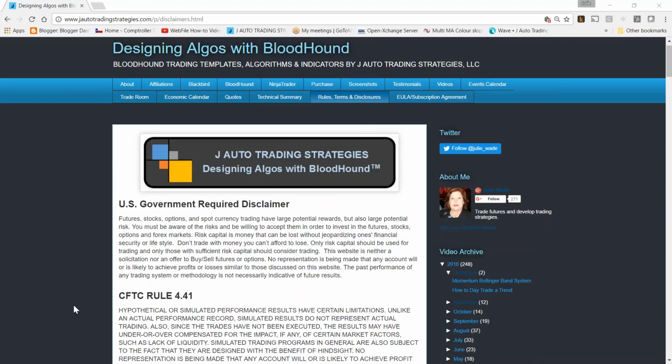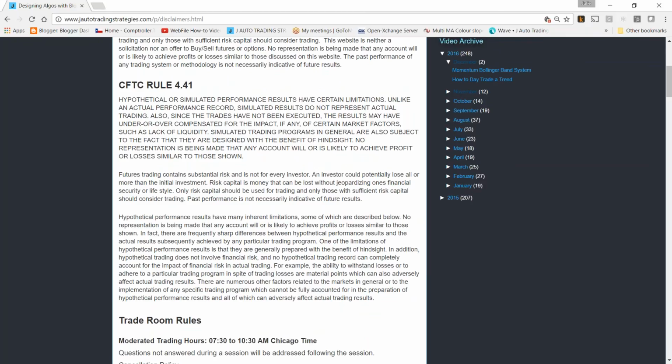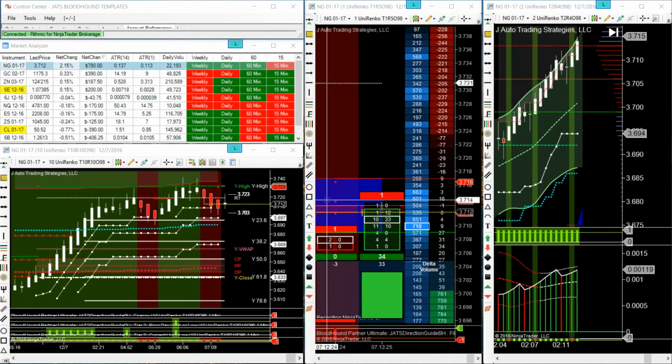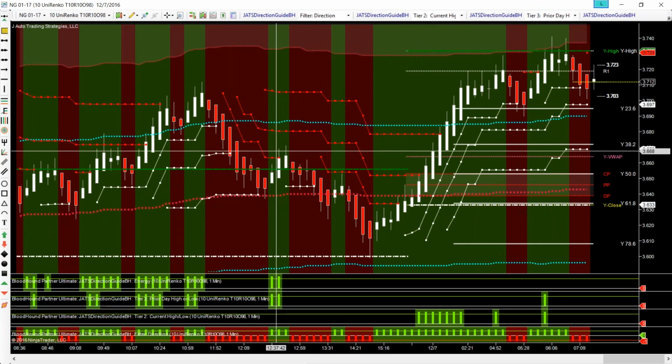We need to look at the rules disclaimer, particularly CFTC Rule 441, which is the hypothetical disclaimer, meaning that I'm going to show you something that happened like an hour ago. That doesn't mean that it's going to reoccur in the future, and you should always realize that this is very risky to trade any instrument in the financial markets, and you should use risk capital for that. Past performance is not indicative of future results.